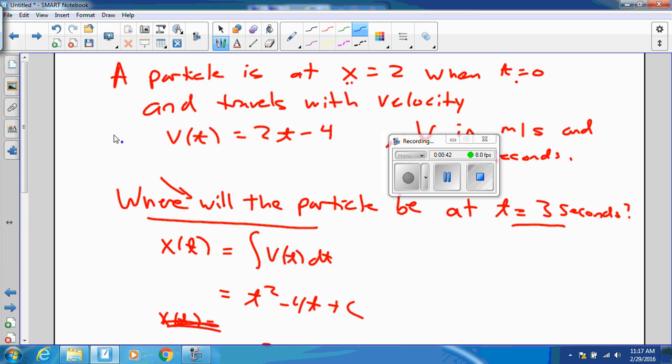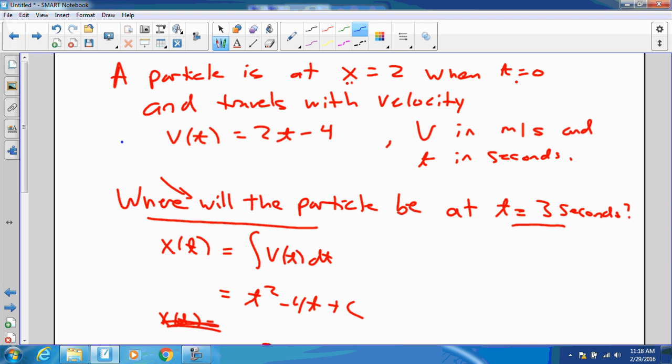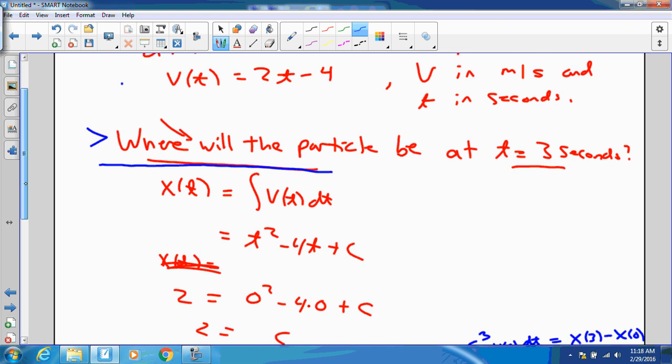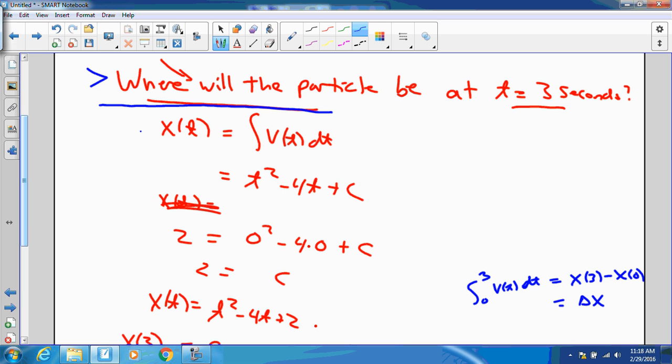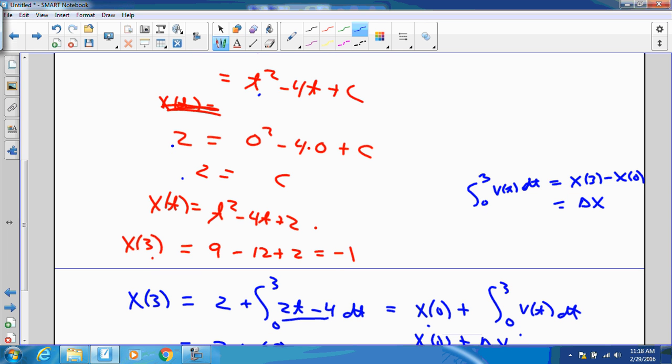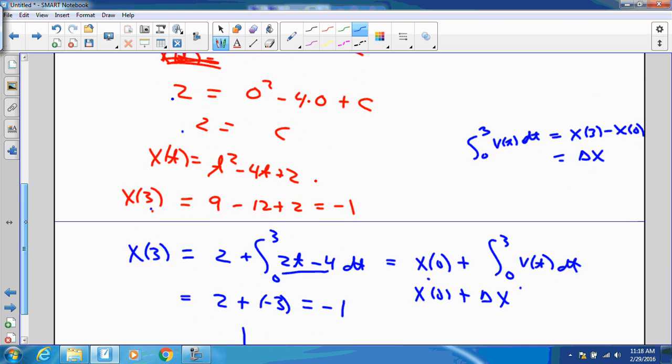A particle is at x equals 2 and t equals 0, and it travels with the velocity of v of t equals 2t minus 4, where velocity is in meters per second and t in seconds. And so then the question was, where will the particle be at t equals 3 seconds? We had a number of different approaches in the class. A whole lot of people did this with an antiderivative. They found the position as a function of time t, and they found that that was equal to t squared minus 4t plus 2, and then they just plugged in 3 in order to find the position.